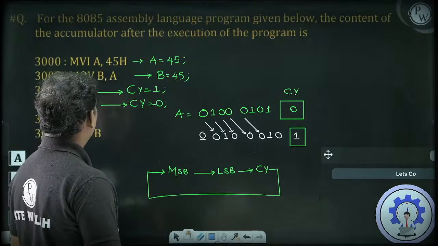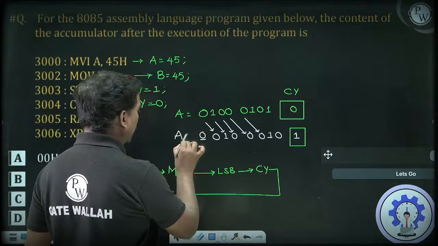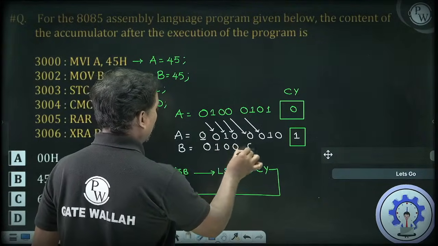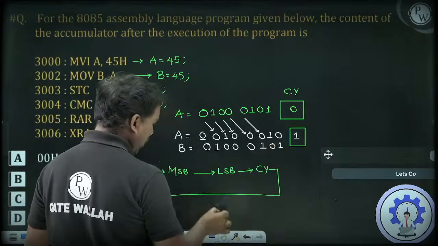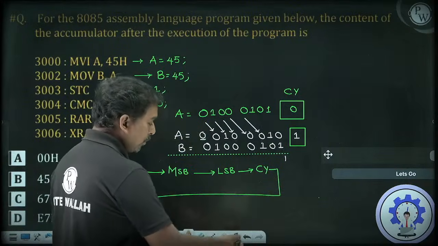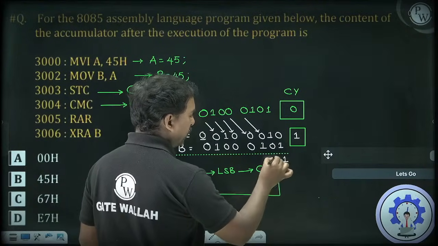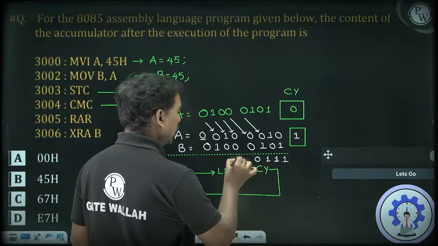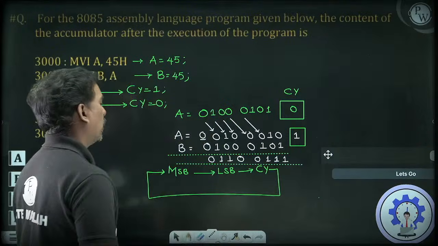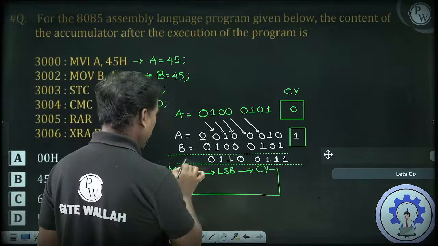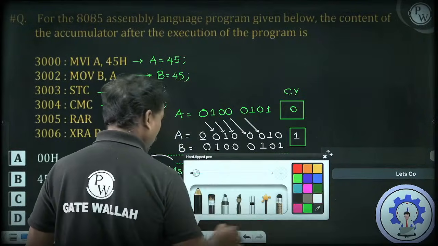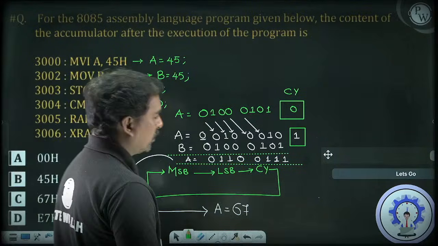Next, XRA with B. So this is A, and next we are going with B. So what is B? B is equal to 45, that is 0 1 0 0 0 1 0 1. Now we have to perform the XOR operation. XOR means when both are the same, the output will be 0. So 1 1 1 0 0 1 1 0. The right answer is coming as 67, na? So A will be coming as 67. So the right option here is 67. Option C is the right answer.